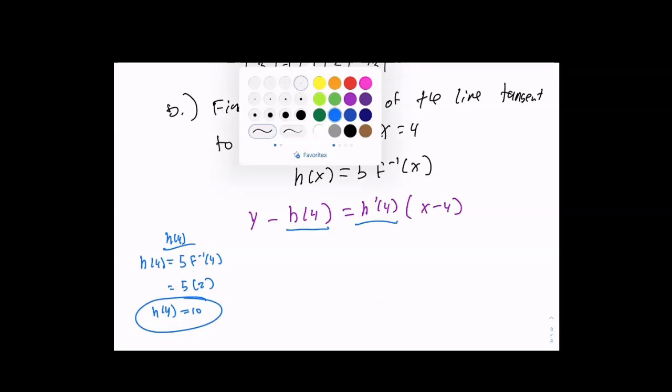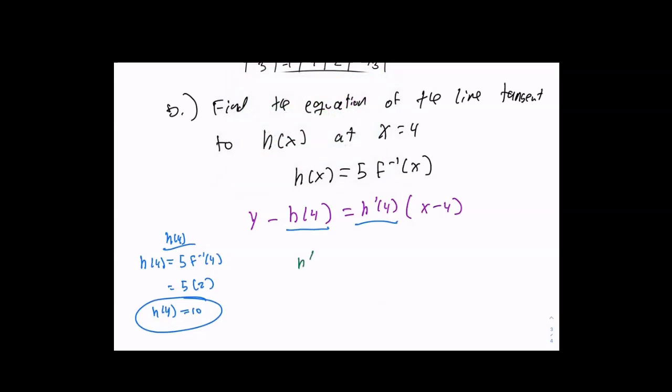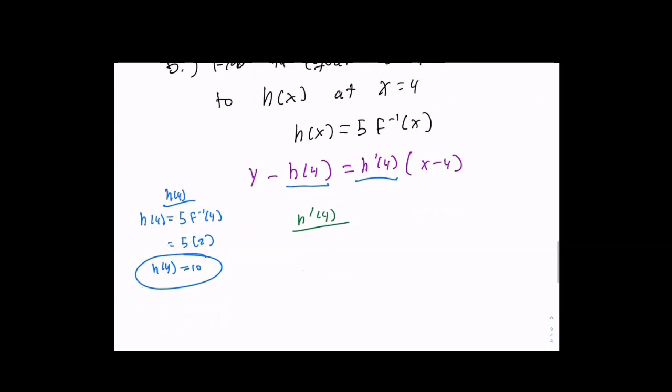We also want to find h prime of 4. But to find h prime of 4, I need to first find h prime of x. So using the formula that we've just learned, what is h prime of x? Now 5 is a constant multiple. All right, so how will my derivative look? I've already given you the derivative of the inverse f. I've written that formula down. Now this is just 5 times the derivative of inverse f. So what is my answer for the derivative function?